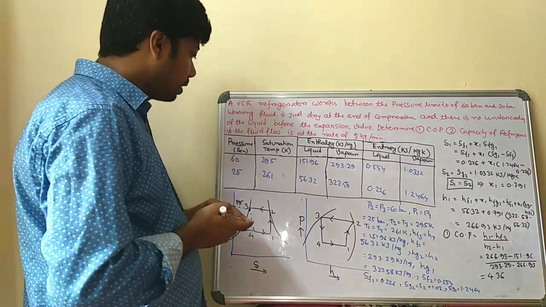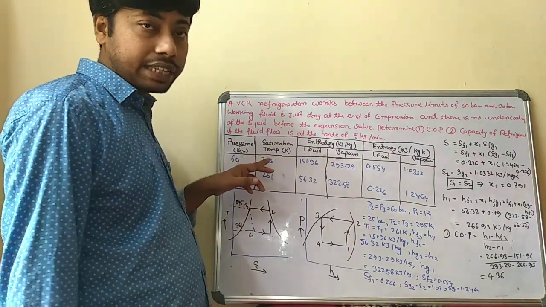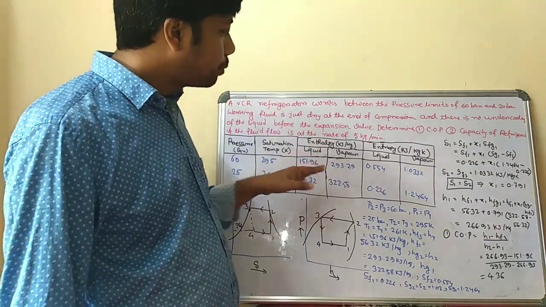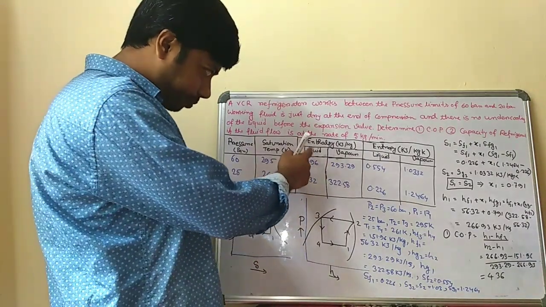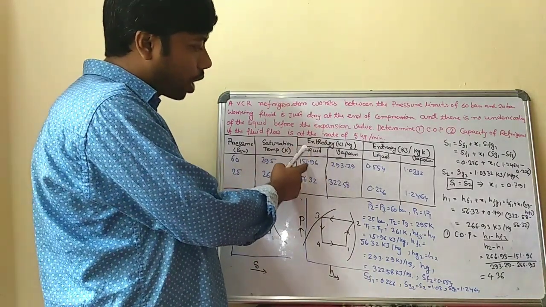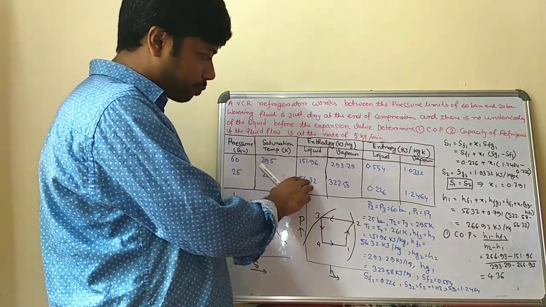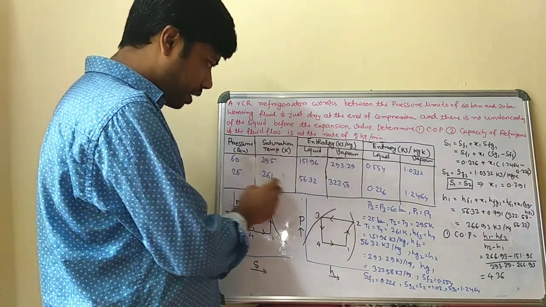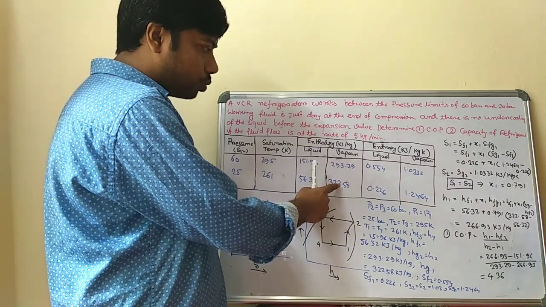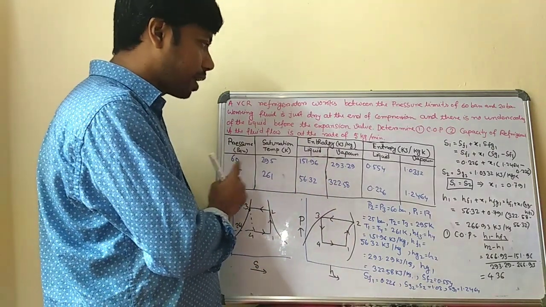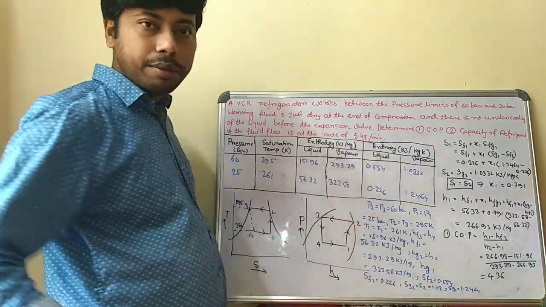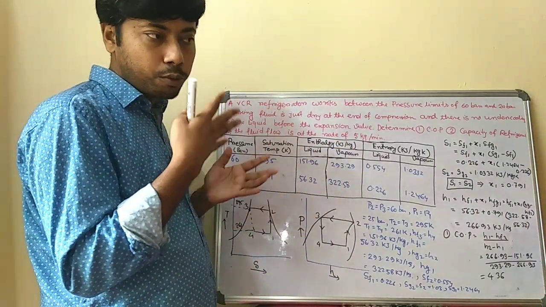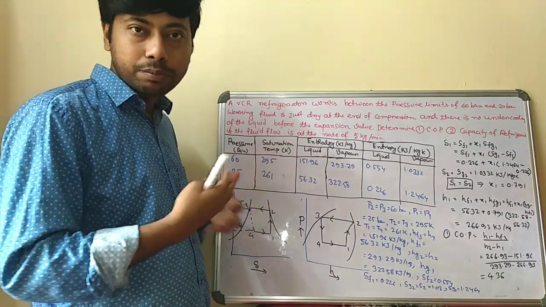So pressure is 60 bar, 25 bar. Saturation temperature is 295 Kelvin and 261 Kelvin. Enthalpy is given for liquid and vapor. Liquid enthalpy is 151.96 and 56.32. Vapor enthalpy is 293.29 for the corresponding 60 bar, and 322.58 for the corresponding pressure of 25. Similarly, the entropy of liquid and vapor is given. As you see in your chart, these are the values given for the particular thermodynamic properties of the refrigerant.